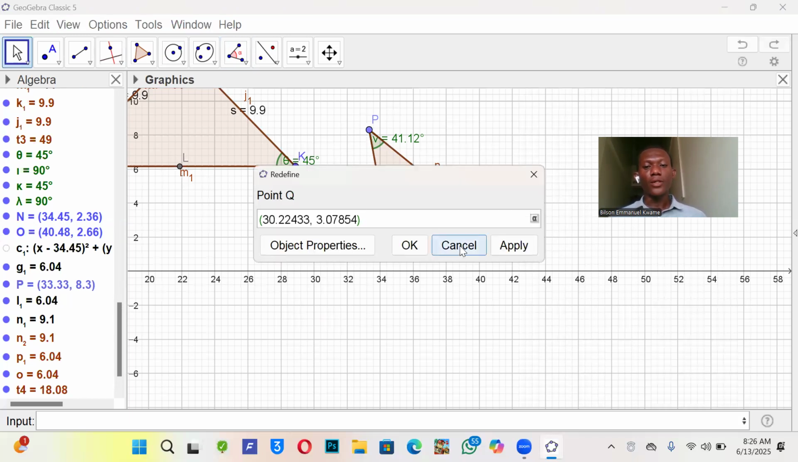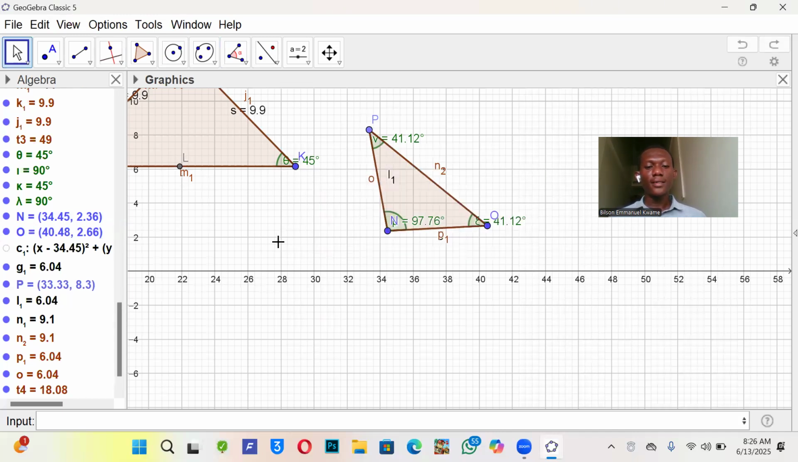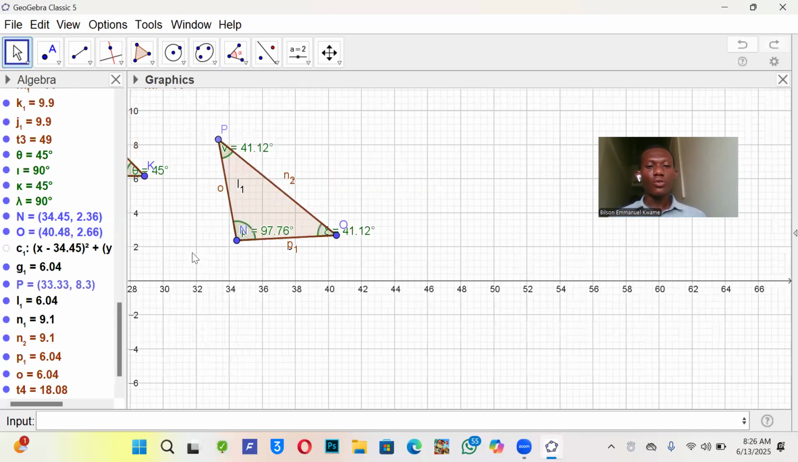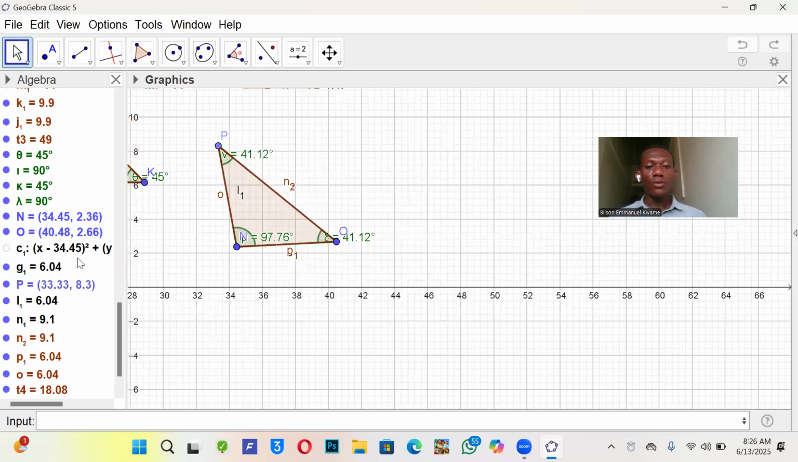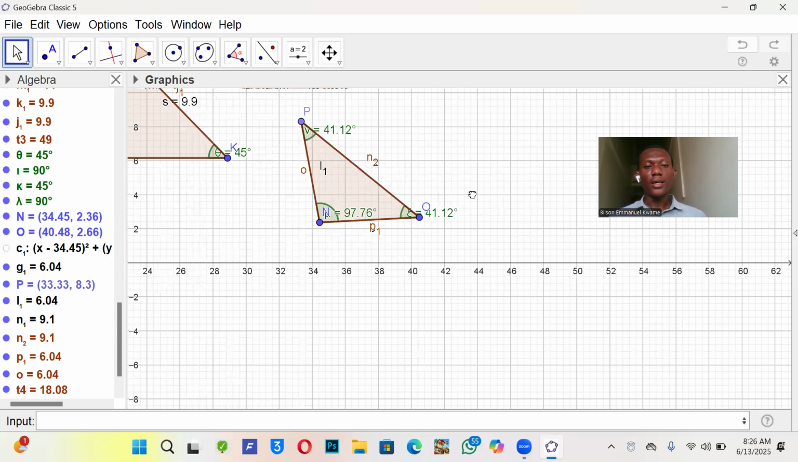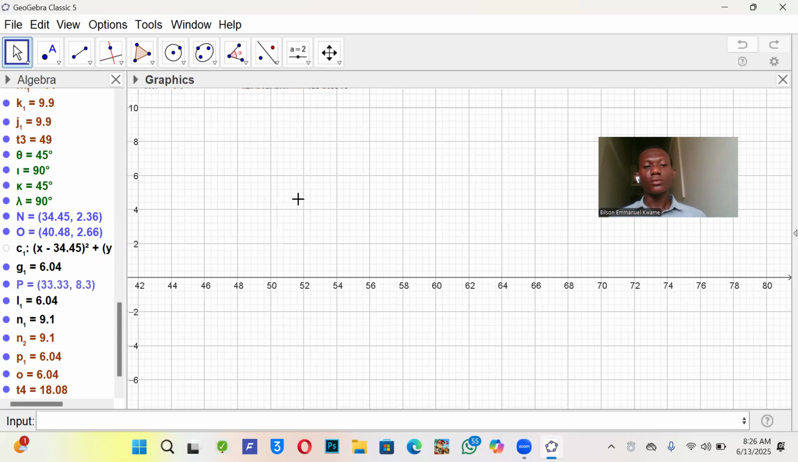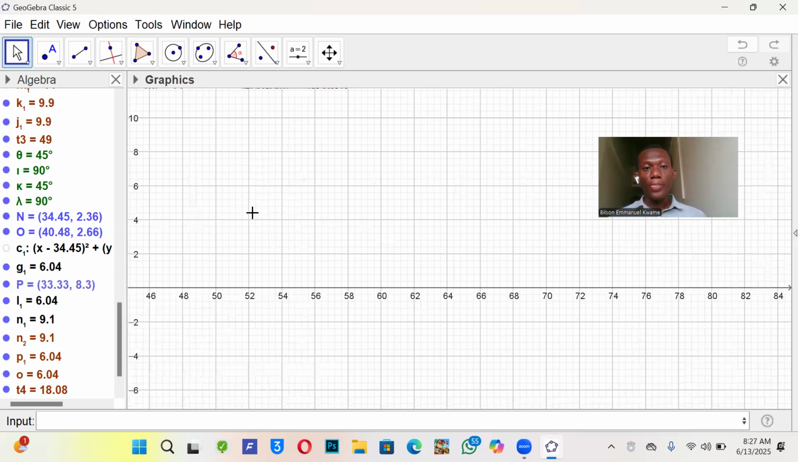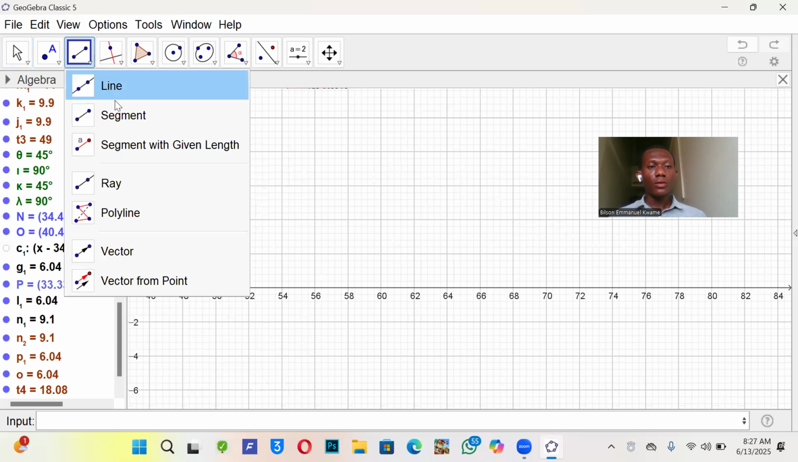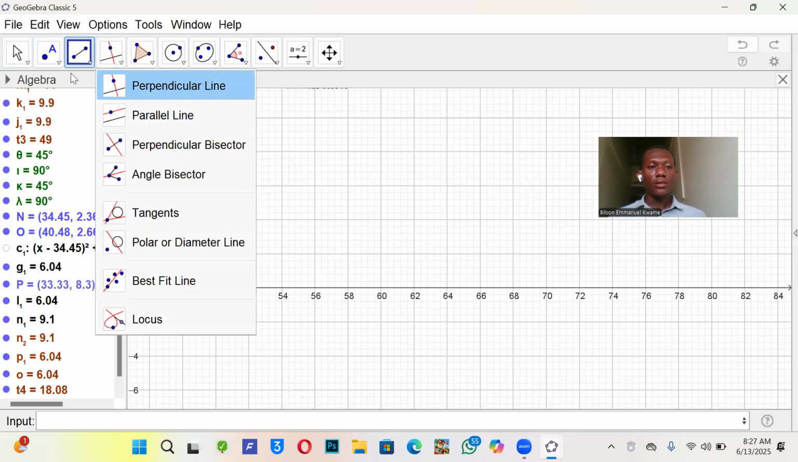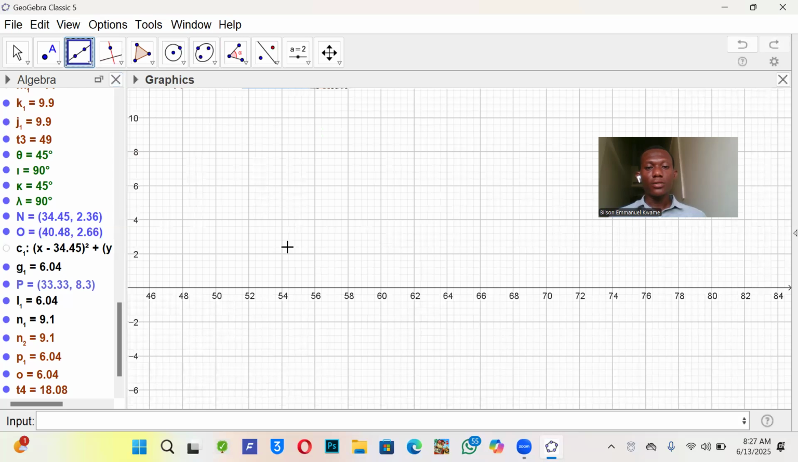You get it? Good. So in the next, I'm going to show you how to draw a right angle triangle. How do we draw a right angle triangle? To draw a right angle triangle, we first have to draw a line. You draw your line.